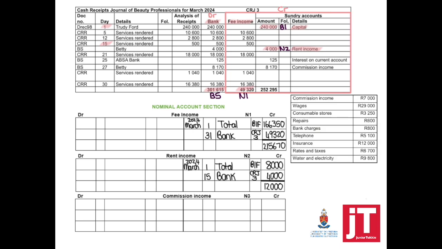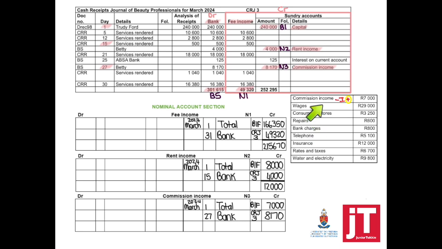Commission income is regarded as an income, which means on the credit side, on the first day of the month, we're going to have total brought forward 7,000. Step number 2, posting from the journal. From the cash receipts journal, bank is debited, the rest is credited. On the day of the transaction, which is on the 27th, on the credit side, we're going to have 8,170.